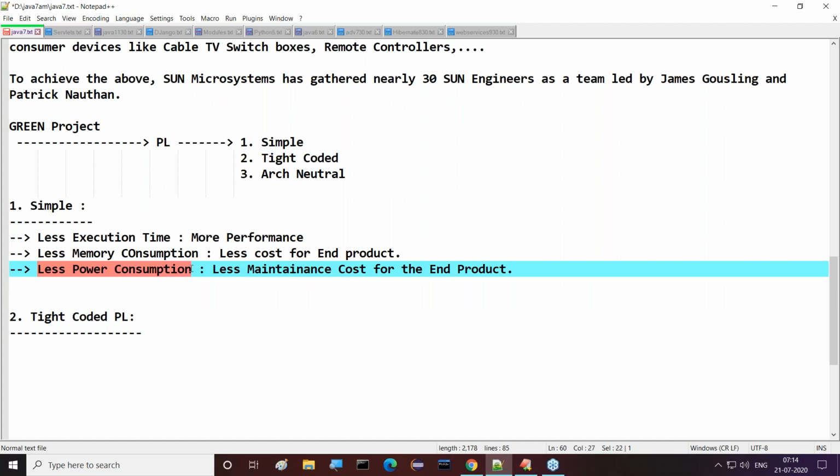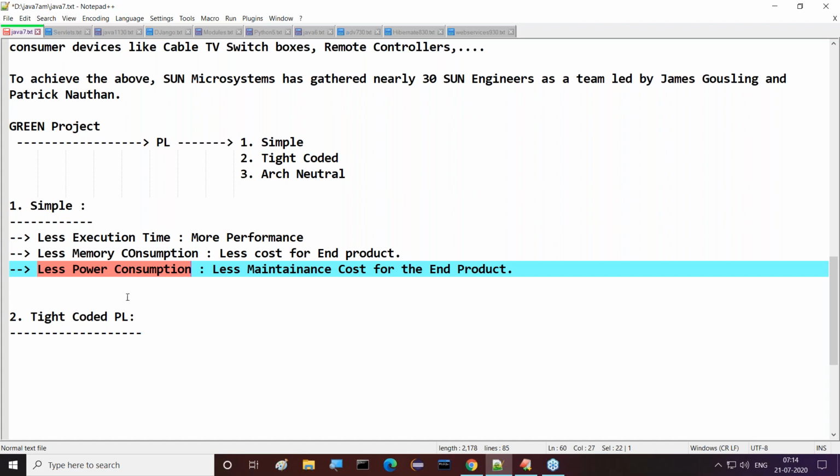This lesser power consumption, even I was shocked when I saw it for the first time in the Java document. But it is one of the factors that some people have included regarding this one. Right, sir. So this is which one can exactly be called a simple programming language.